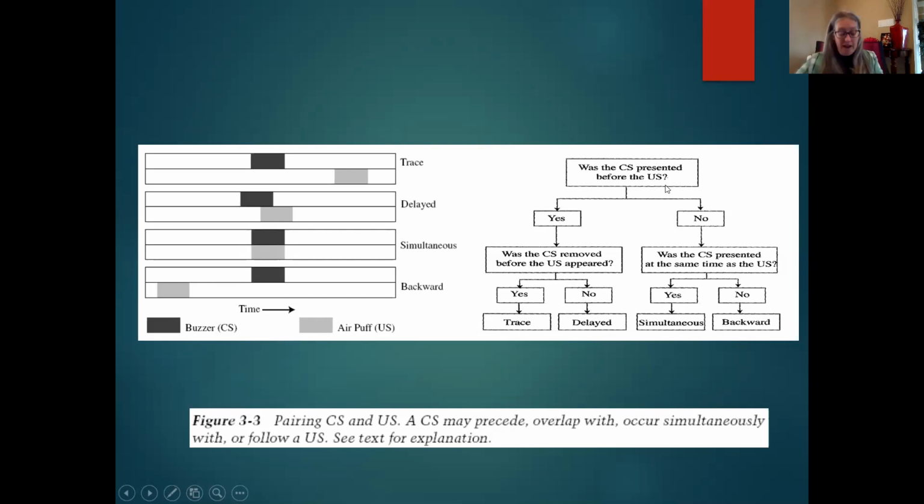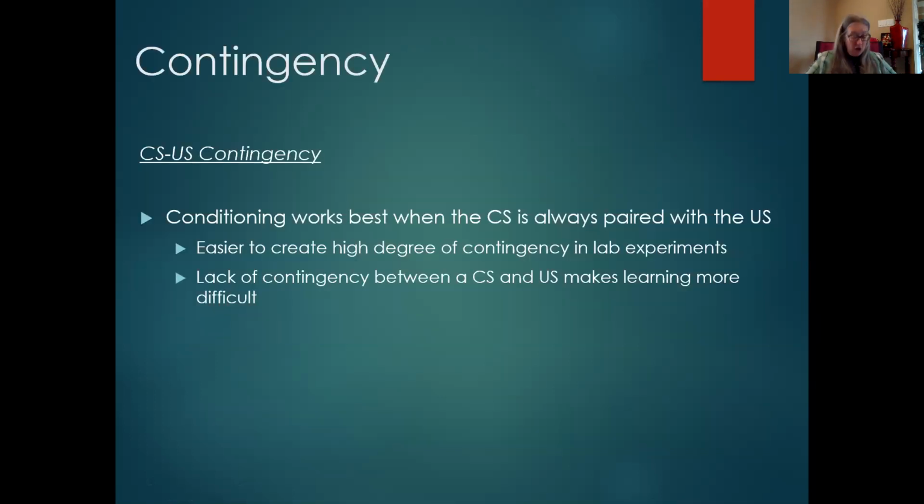And then they also have this flow chart, it's in your book on page 70, that will help you be able to identify whether it's trace, delayed, simultaneous, or backward. I like how your textbook made that diagram. I think it's very useful. Okay, so one variable that we've talked about now that's really important in affecting Pavlovian conditioning is how the CS and US are paired. We talked about the four different ways that it can be paired. Let's talk about some of the other things that will affect how well the learning takes place.